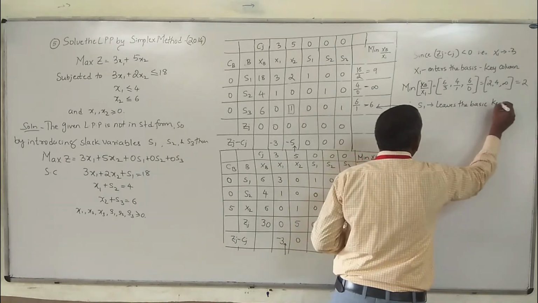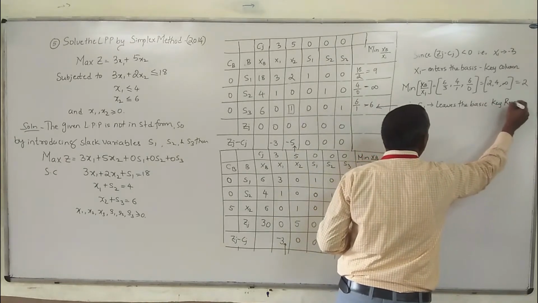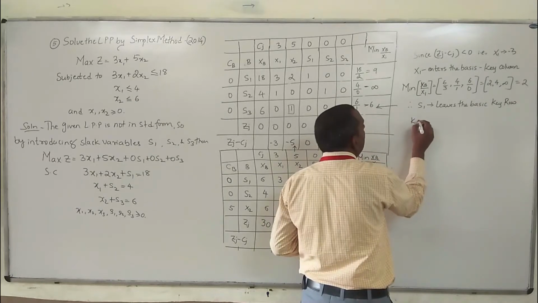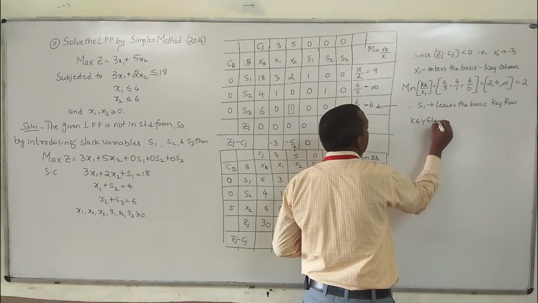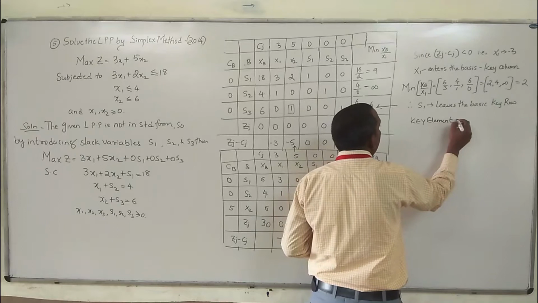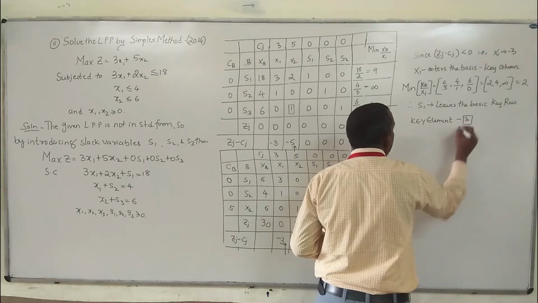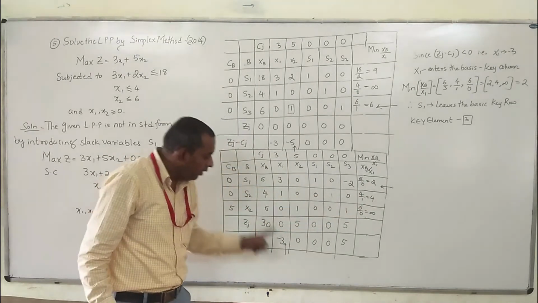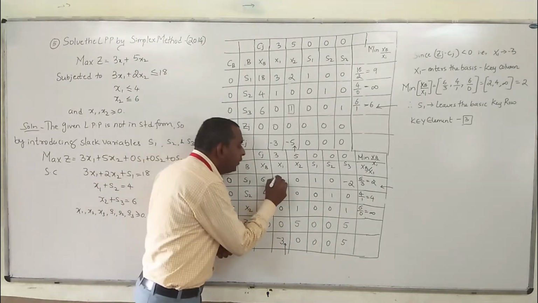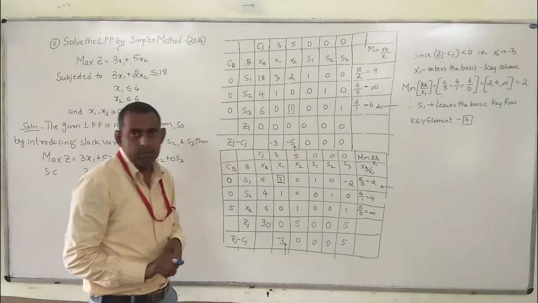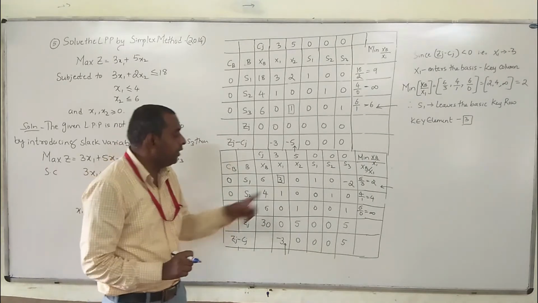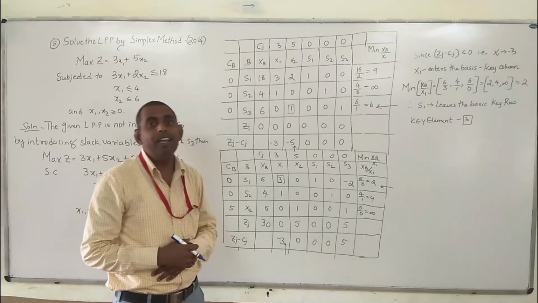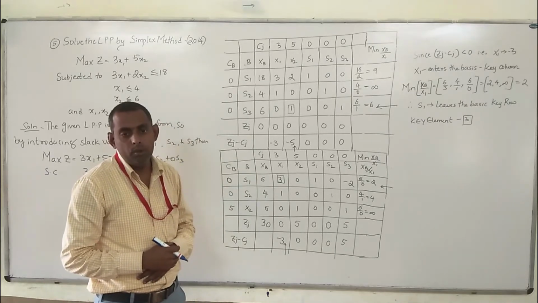That is the key row. So the key element is 3. So the intersection of key row and key column will give you the key element. Fine. This key element is very important to go for the next simplex table.